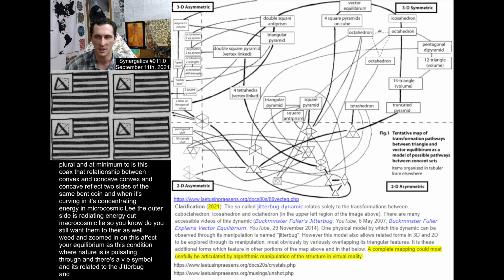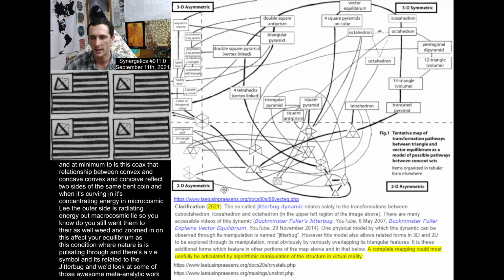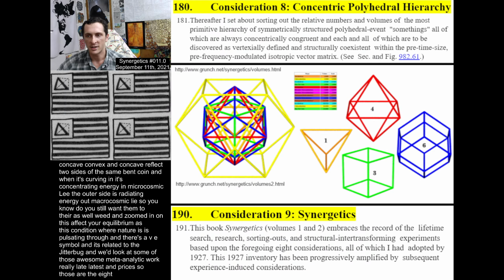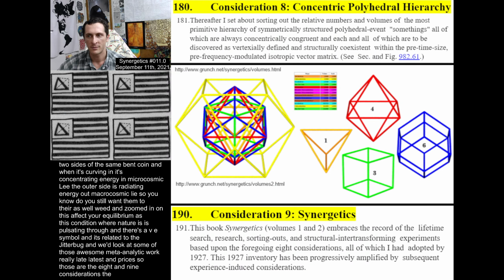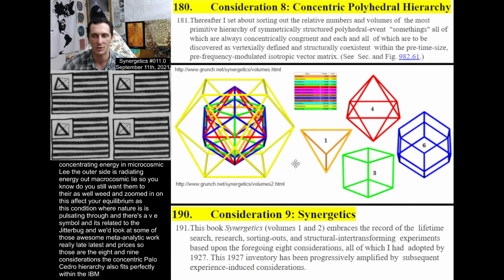And we looked at some of this awesome meta-analytic work, really, by Lattice and Presence. So those are the 8 and 9 considerations. The concentric polyhedral hierarchy also fits perfectly within the IVM in a tet-centric world.